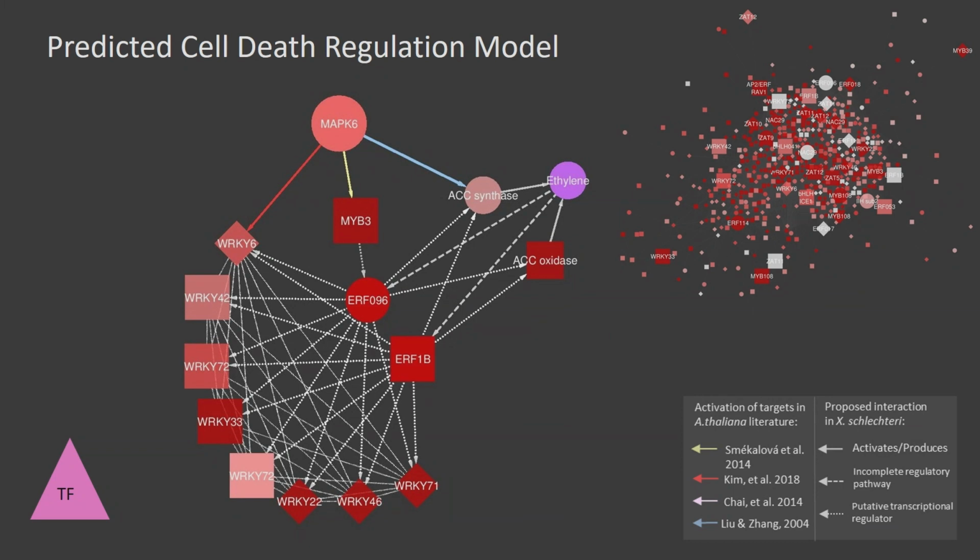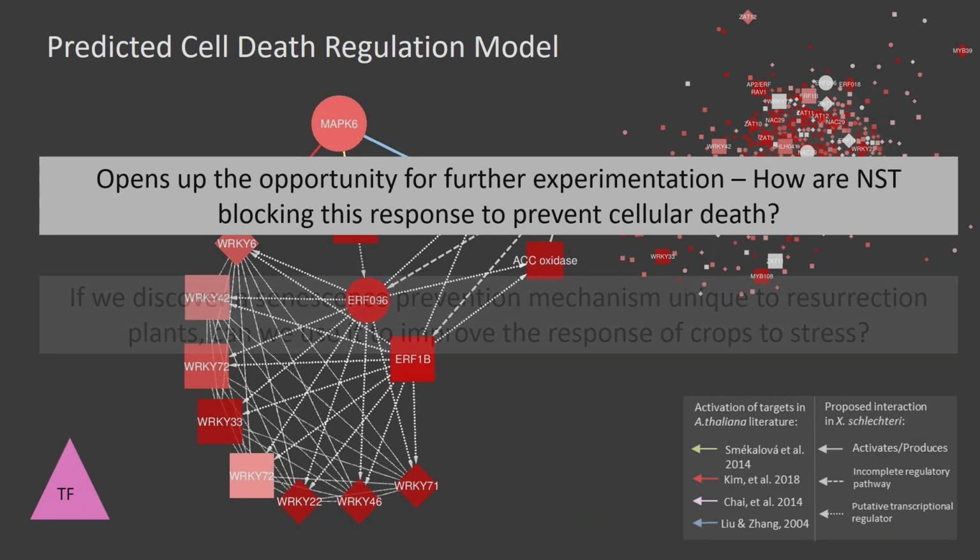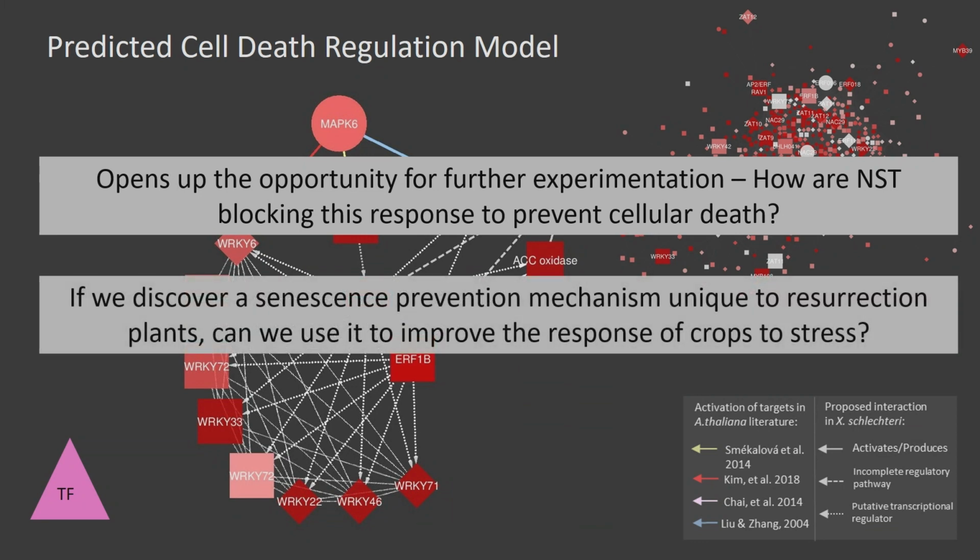So maybe what is binding to regulators or preventing their action in the non-senescent tissue. And this is super cool because if we can get crop plants to do the same thing, that would be really, really useful, because the first step in creating something that's desiccation tolerant is getting it to not die. Logic. Yeah, so how is the non-senescent tissue blocking this response to prevent cellular death? And yes, can we use this to actually prevent cellular death in crops?